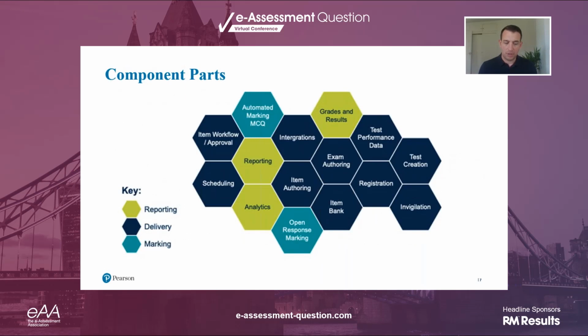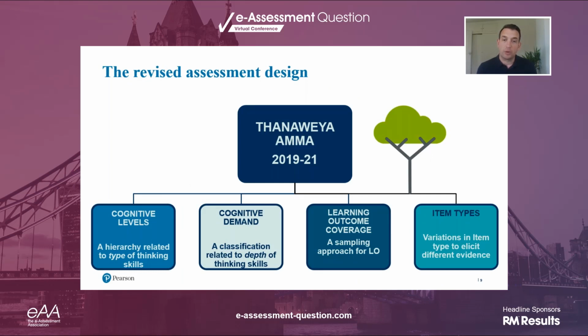So we developed a system that had integrated modules that talked about the delivery, the creation, marking and reporting. In terms of the revised assessment design, we moved for Thanaweya Amma, the actual assessment, from a test assessing memorization alone to encompass a range of cognitive levels using Bloom as the basis. Integrated into the design were notions of cognitive demand using Webb's depth of knowledge model. We also look to ensure learning outcome coverage through the setup of sampling strategies, and we employed a variety of item types to ensure that the questions elicited the evidence against each of the other drivers that were deployed.